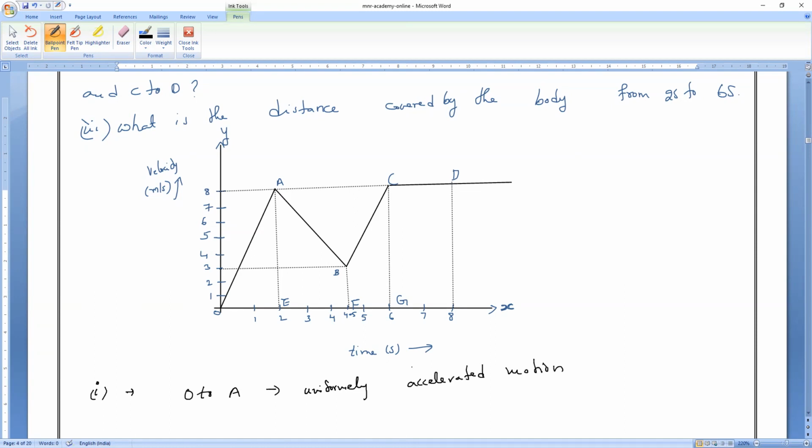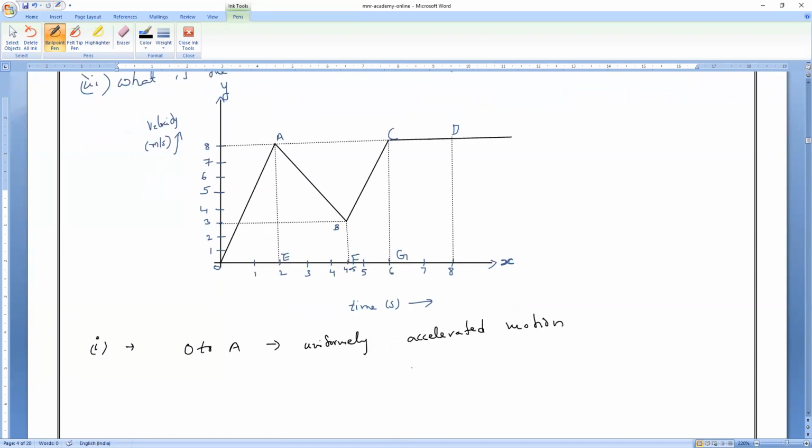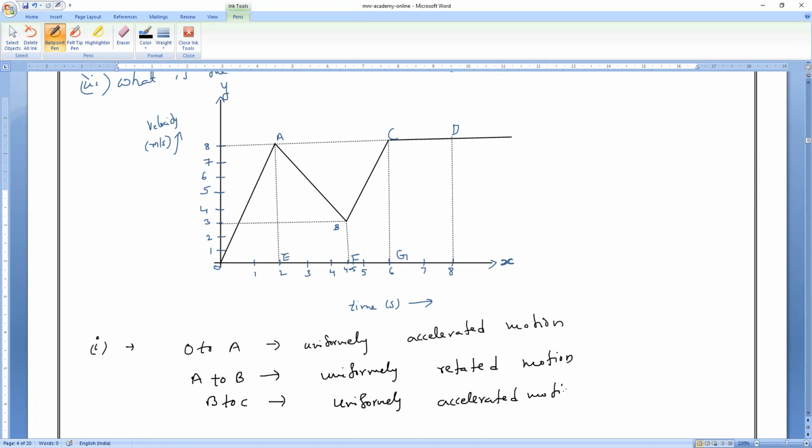Next, A to B. Everybody, uniformly decelerated. A to B. Uniform deceleration; we can call it by another word. Anybody? Retardation. Yes, uniformly retarded motion. Next again, B to C. B to C, uniformly accelerated motion. Uniformly accelerated motion. All clear.